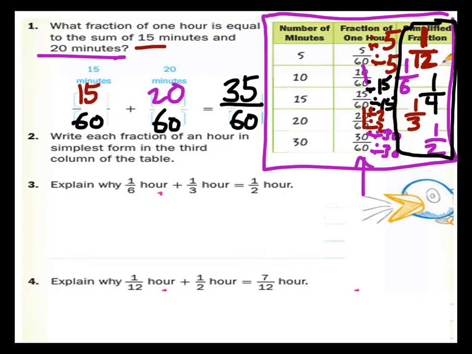Can this be simplified? Yes, what would we divide both the numerator and denominator by if we were to simplify this? Ashley, please tell me.